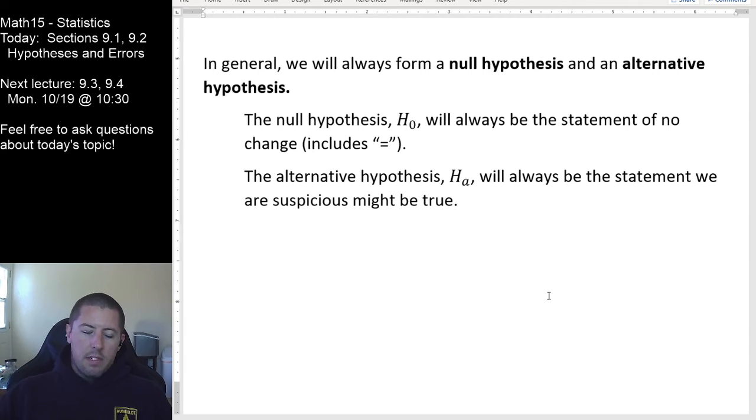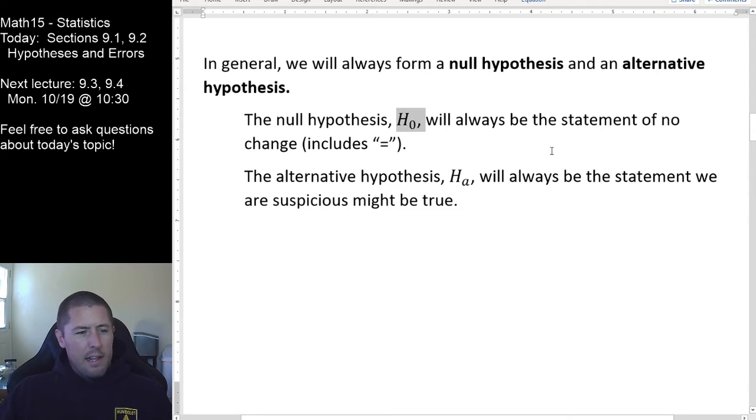The null hypothesis is always going to be our statement of no change. We're going to have one of our hypotheses be that things are the same now as they were before. We're going to notate this hypothesis with a capital H for both of our hypotheses, and you can see the subscript is indicating which of the two we're interested in.